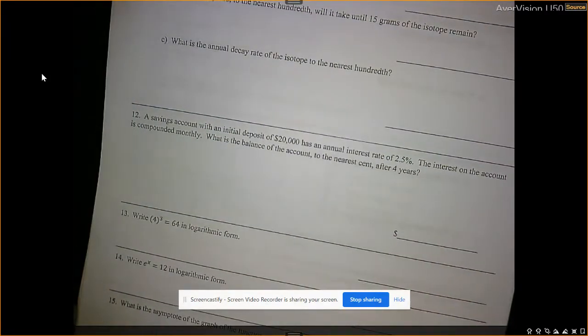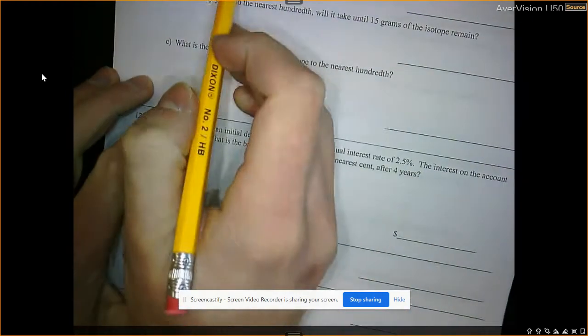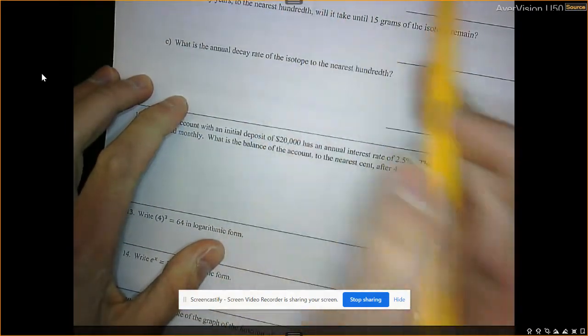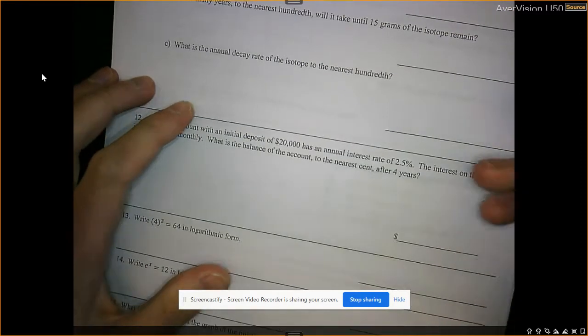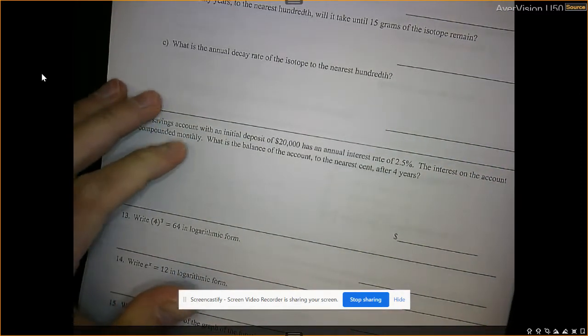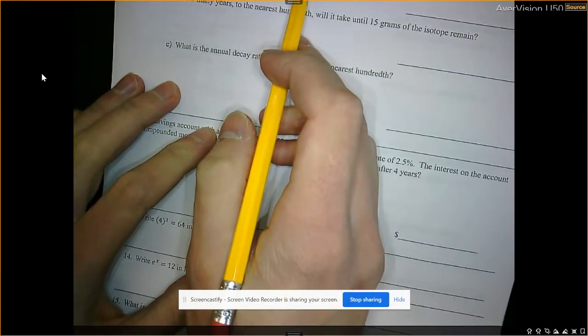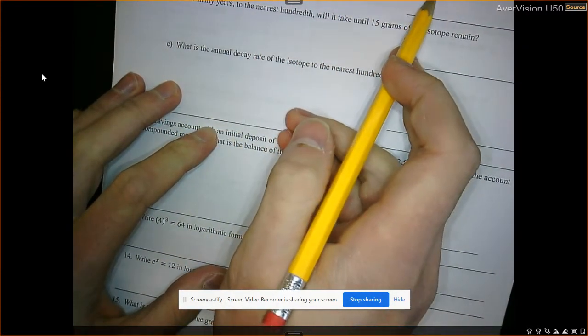All right, this next one seems like a lot going on, but look at it a step at a time and it's not too bad. We have this function modeling the amount of a 45-gram sample of a radioactive isotope that remains after t years. We don't know how many years, it's just saying after that amount of time. How many grams of the isotope to the nearest hundredth remain after 8 months?